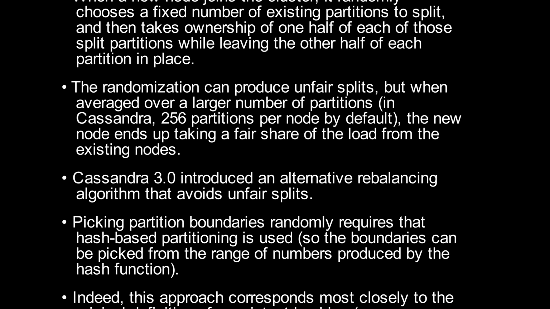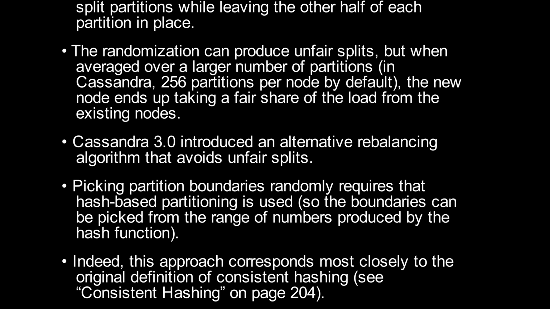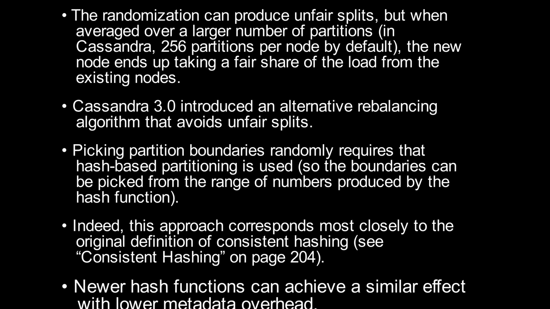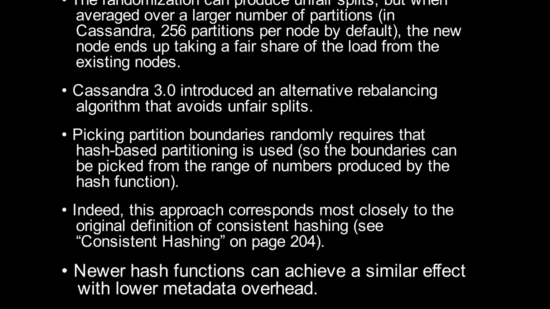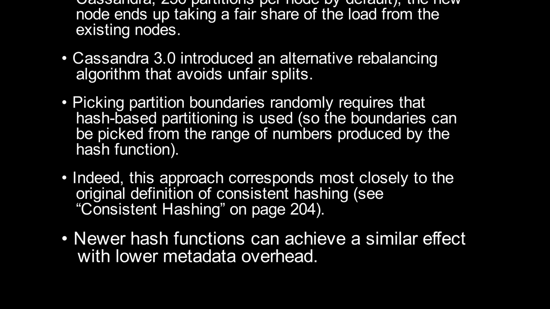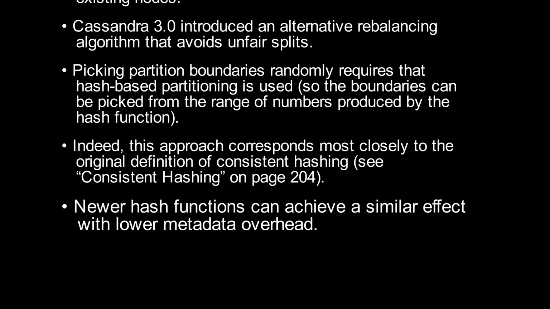Picking partition boundaries randomly requires that hash-based partitioning is used, so the boundaries can be picked from the range of numbers produced by the hash function. Indeed, this approach corresponds most closely to the original definition of consistent hashing. See consistent hashing on page 204. Newer hash functions can achieve a similar effect with lower metadata overhead.